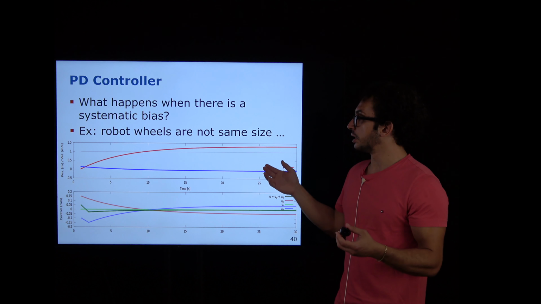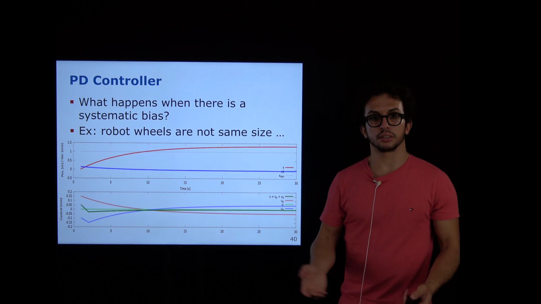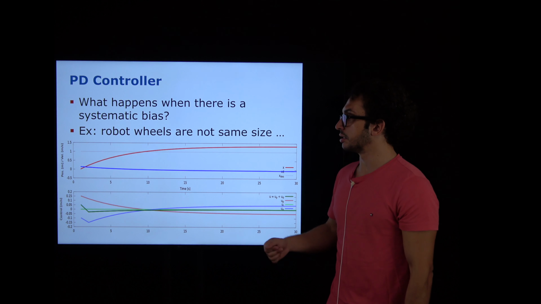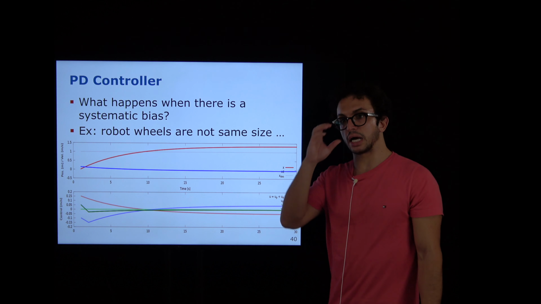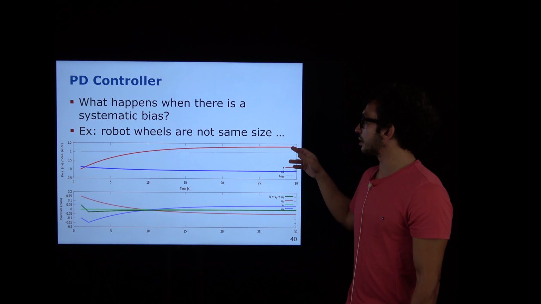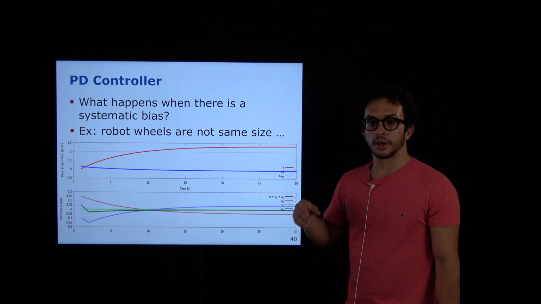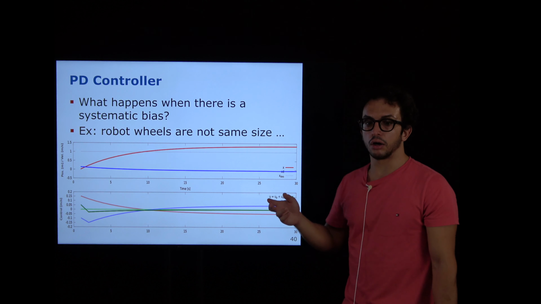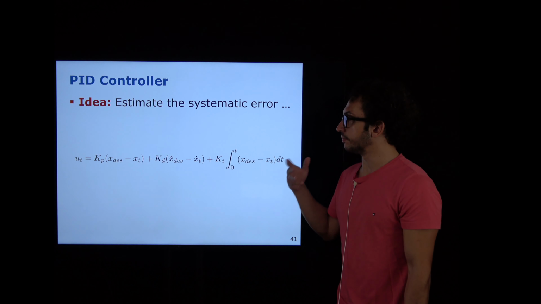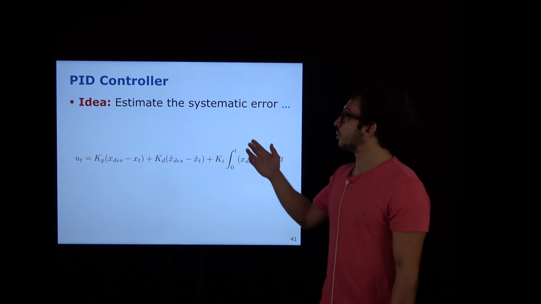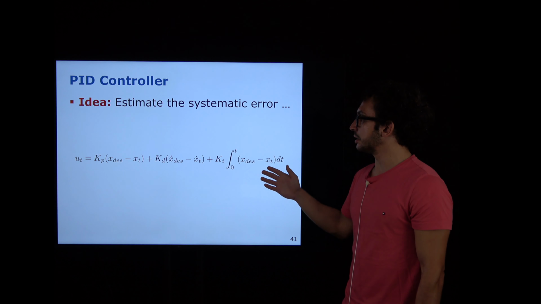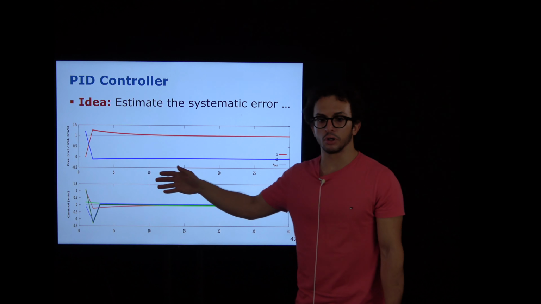So this kind of error causes a systematic bias, so a systematic offset from the desired state. In this case, for example, we might have that the evolution is exactly what you've seen before, but there is a steady state error. And the idea of the PID controller, with the integral action, is that we are actually able to estimate this systematic error.